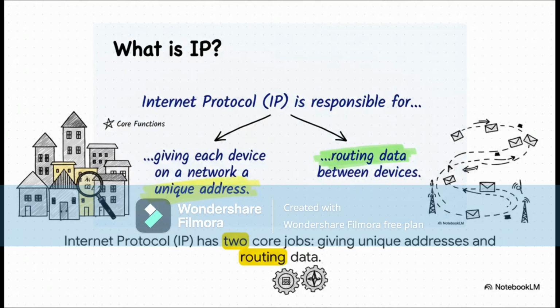The system that handles all this is called the Internet Protocol, or just IP. Now, a protocol is just a fancy word for a set of rules. Think of it like the grammar that computers use to talk to each other. And this Internet Protocol has two main jobs. First, it's kind of like a city planner, giving a unique address to every single device. And second, it acts as the postal worker, figuring out the best route to deliver your data.